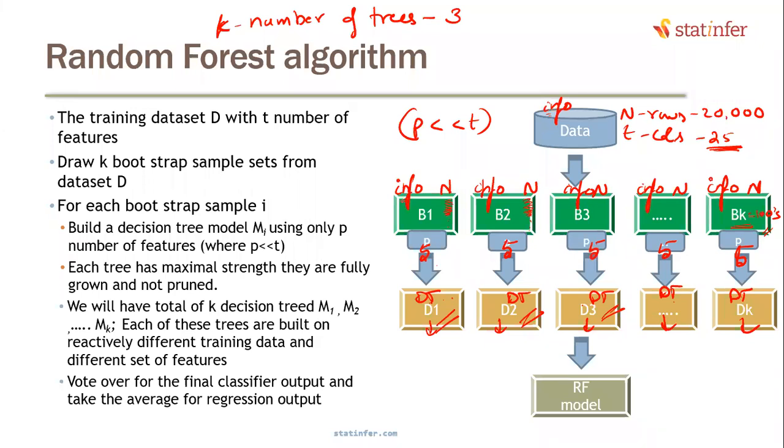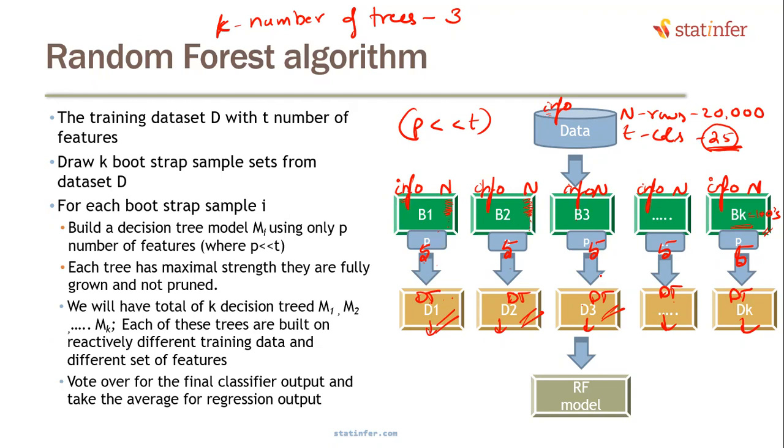Diversity will be less. If you take more bags, you will have more data. So if you are taking a lesser number of bags, let's say you have taken only 3 bags. On each bag, let's say you are using 5 columns. Overall, how many columns are there? 25 columns are there. Here, you're using 5 plus 5 plus 5.